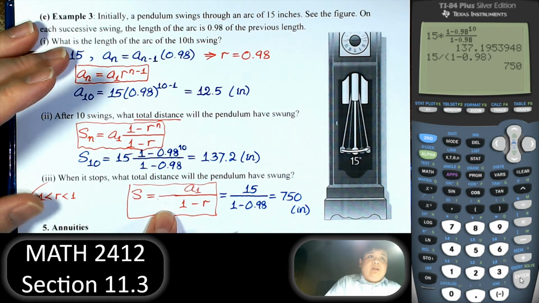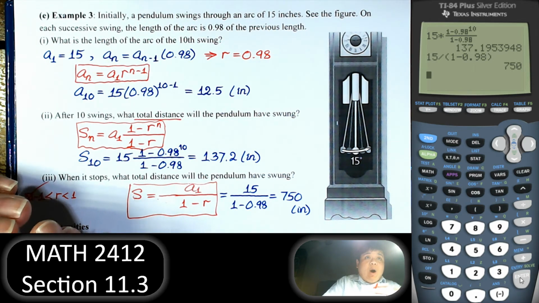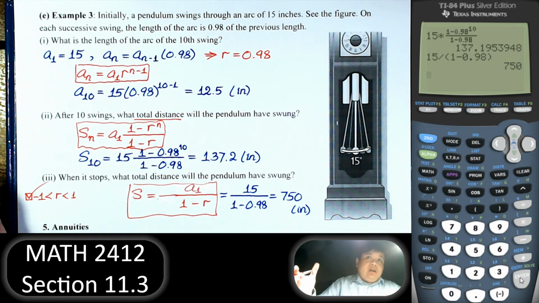But that formula only works for r between -1 and 1, because if r gets bigger than 1, the next term is going to get bigger and bigger, and the sum in that case just gets bigger and bigger, and it does not approach any number.